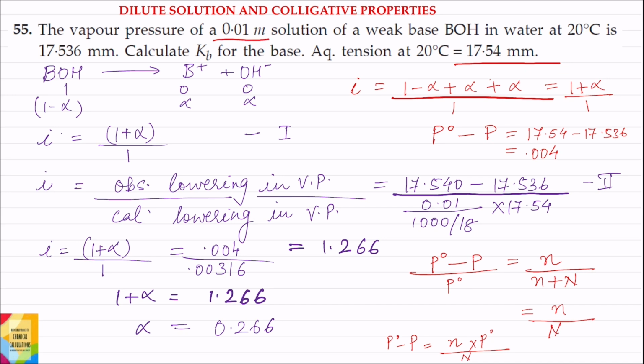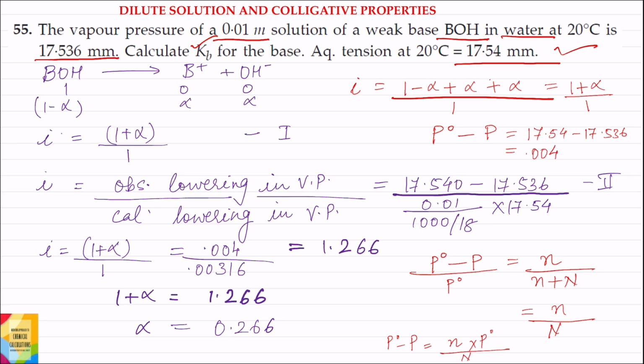0.01 m solution of a weak base BOH in water, meaning the solvent is water, and the vapor pressure of this solution is 17.536 millimeters of mercury. Kb for the base has to be calculated. Aqueous tension at 20 degrees centigrade is given as 17.54 millimeters of mercury. Aqueous tension means vapor pressure of pure water, and this is given as 17.54 millimeters of mercury.